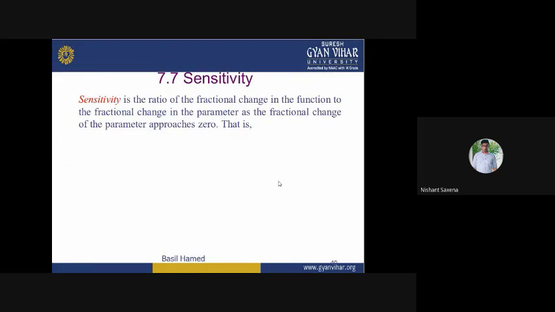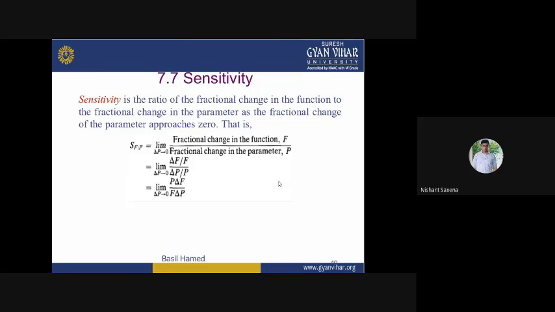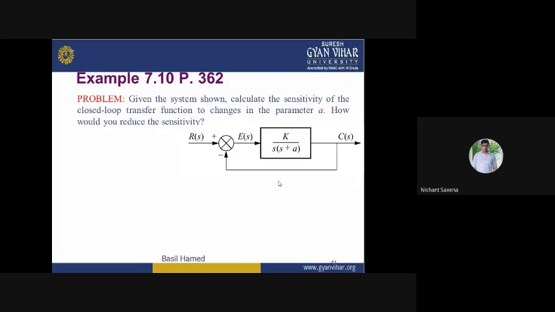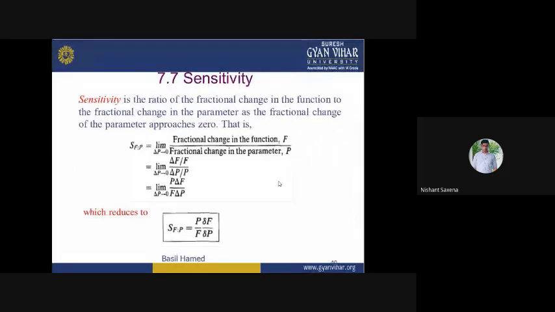So, what is sensitivity? The sensitivity is the ratio of the fractional change in the function to the fractional change in the parameter as the fractional change of the parameter approaches zero. That is, your sensitivity parameter S_F^P is equal to the limit as del p tends to zero of the fractional change in function f upon the fractional change in parameter p. That can also be written as p del f upon f del p, which reduces to p del f upon f del p.